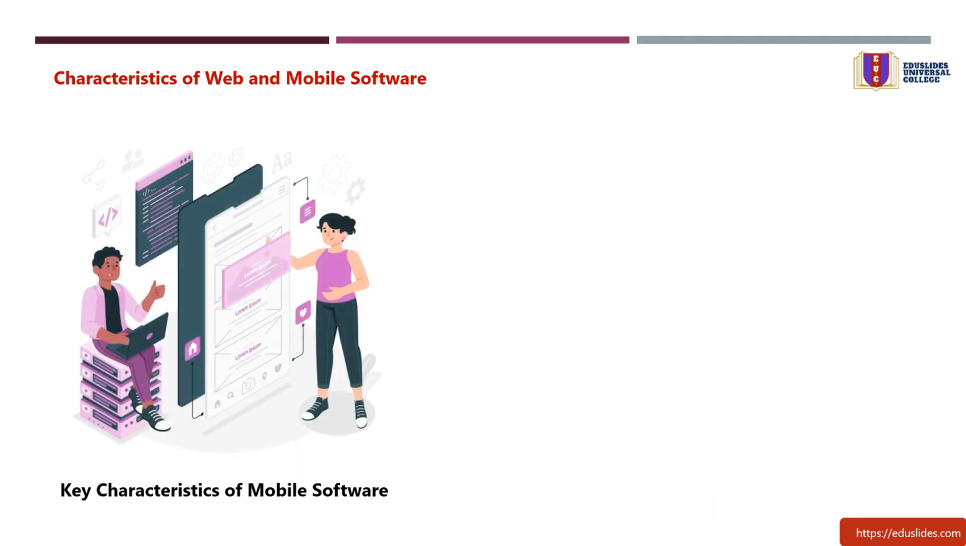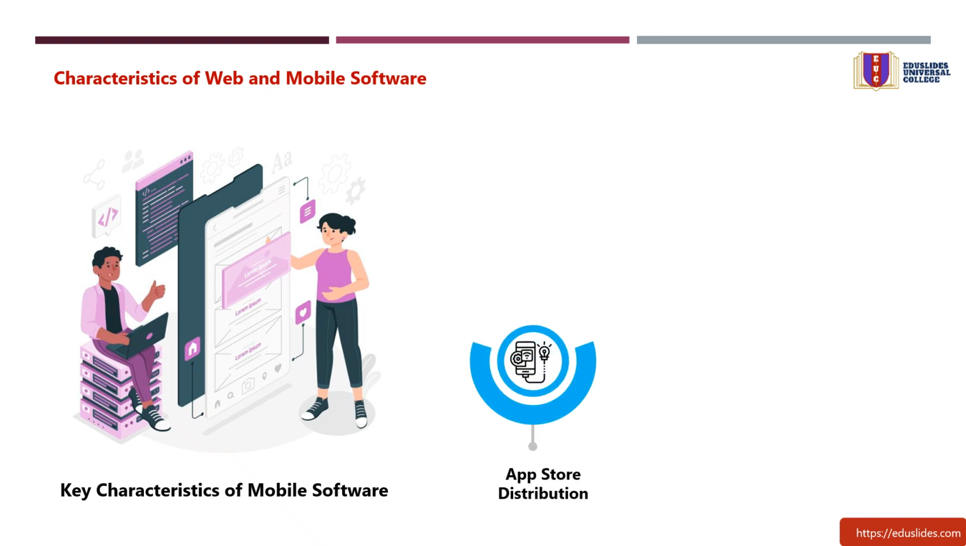Key characteristics of mobile software. 1. App Store distribution. Mobile apps are typically distributed through app stores like the Apple App Store and Google Play. These platforms offer a structured process for submitting, approving, and updating apps. 2. Device-specific. Mobile applications are typically designed for a specific operating system, such as iOS or Android. This means developers must create separate versions for each platform to ensure compatibility.